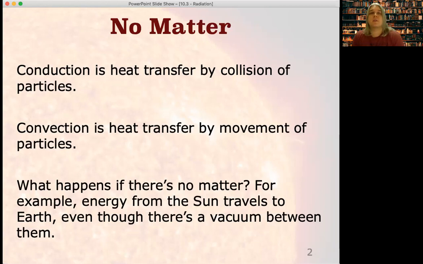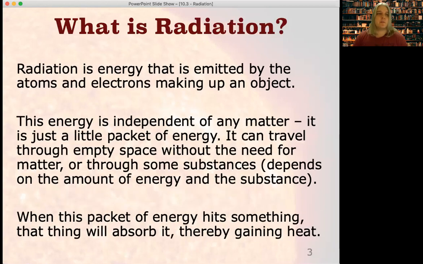But what happens when there's no matter? Between the sun and Earth, we have no matter, we have space, it's empty. Officially, it's not quite empty, but for our purposes, it's empty. So there's essentially a vacuum between the Earth and the sun. Yet somehow the energy from the sun gets all the way to the Earth without any problem. If it didn't, we'd all be dead, or we never would have existed in the first place. But it does get here, and it comes from radiation.